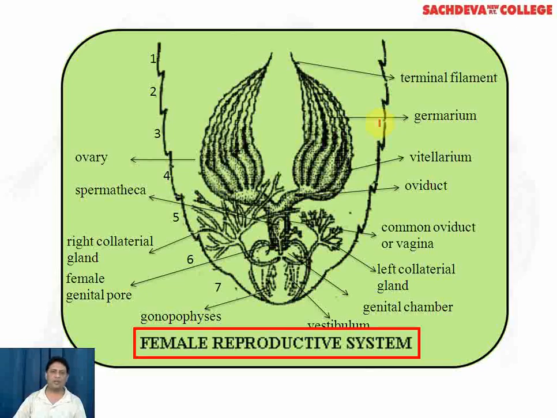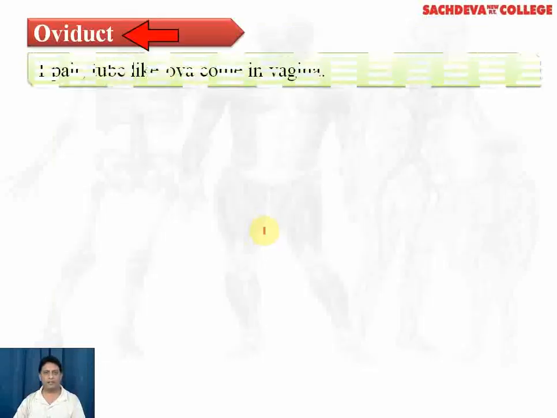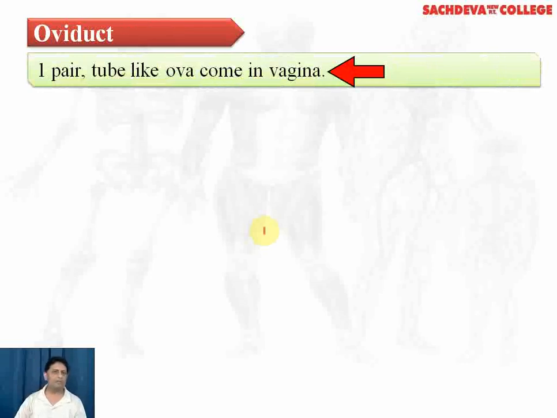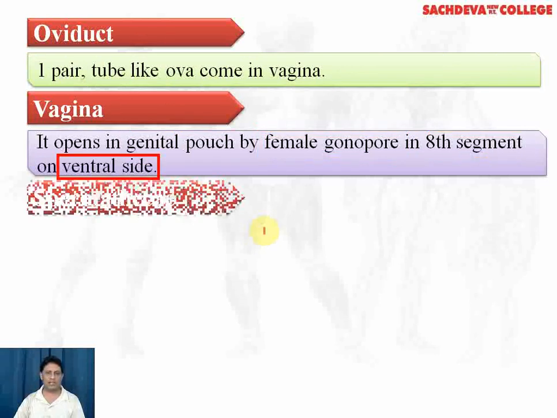This is the female reproductive system consisting of ovary, the oviduct, which leads into the vagina, the collateral glands, and the genital pore. This is the genital chamber. Oviduct: paired structure that starts from the ovary and carries the ova into the vagina. Vagina opens in the genital pouch by the female gonopore, which is present in the 8th segment on the ventral side.